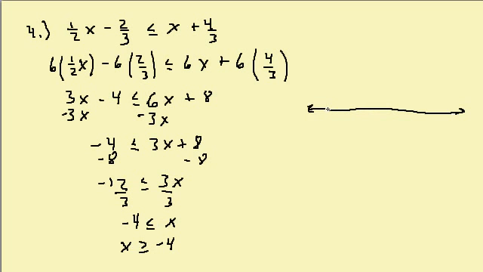So I graph my solution. So that's greater than or equal to negative 4. So it's a closed-in circle because the negative 4 is included, and it's everything to the right. So I'll write my answer in interval notation. That's negative 4, and since it's greater than or equal to, it's a bracket, all the way to infinity.